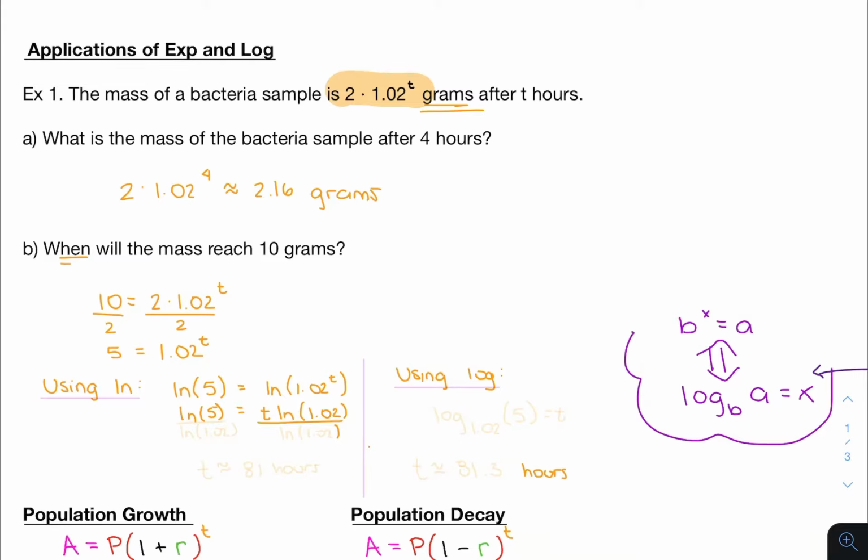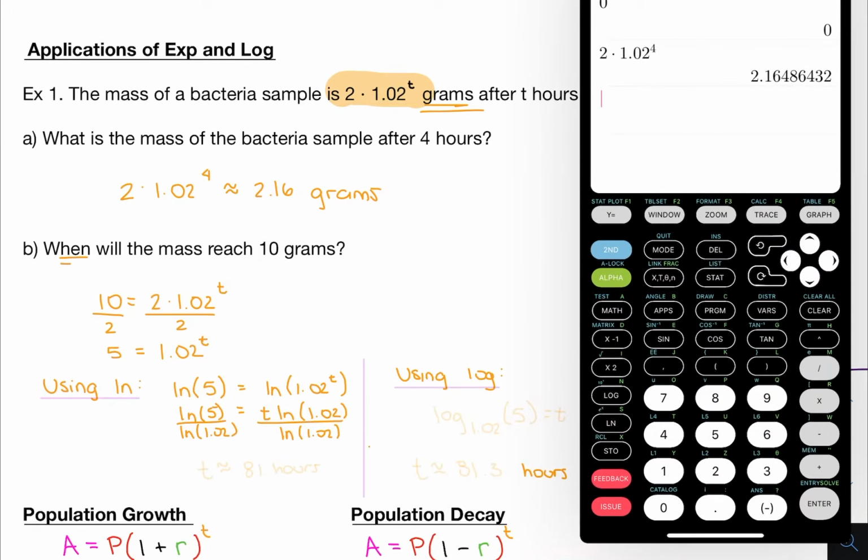From here, all you have to do is solve for t. We can just divide both sides by ln of 1.02 and then plug this into your calculator. So we have the ln of 5 divided by the ln of 1.02, and t is approximately 81 hours, because we know that it is talking about hours for the unit.